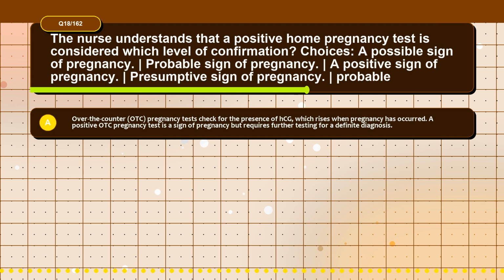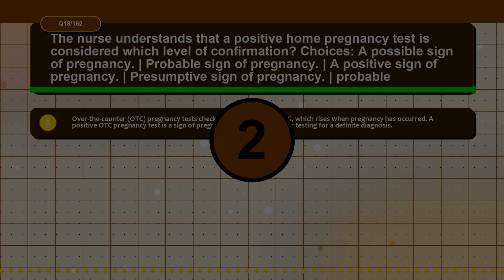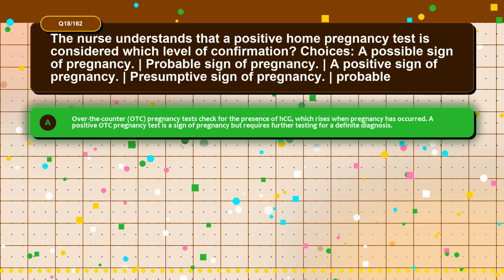Over-the-counter OTC pregnancy tests check for the presence of HCG, which rises when pregnancy has occurred. A positive OTC pregnancy test is a sign of pregnancy, but requires further testing for a definite diagnosis. The correct answer is option A.